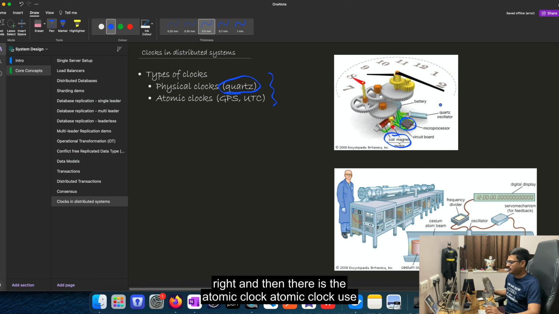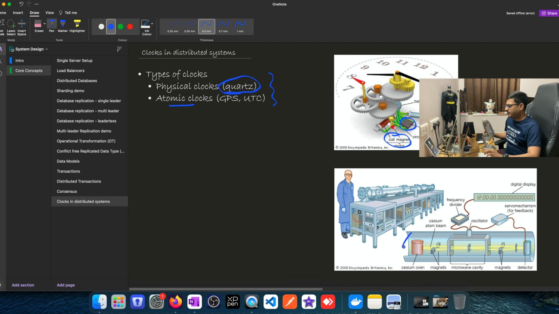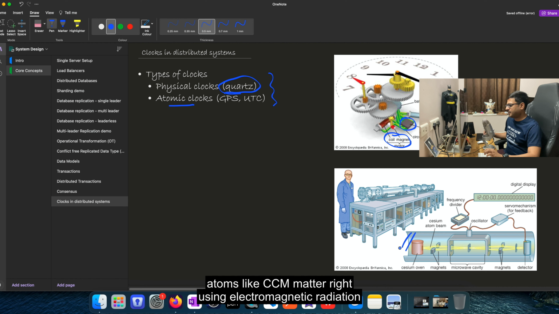And then there is the atomic clock. Atomic clocks use a similar concept, but instead of oscillating a material like a quartz crystal, they are oscillating atoms like the cesium atom, right? Using electromagnetic radiation, we are able to make them vibrate many number of times so that it has more accuracy in terms of time, right? So this is the atomic clock.